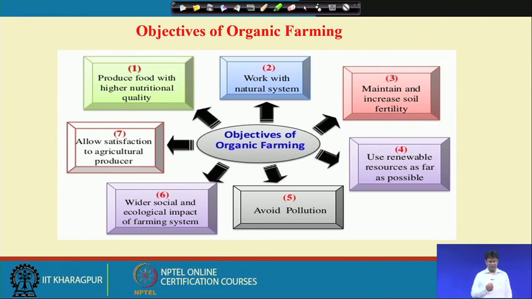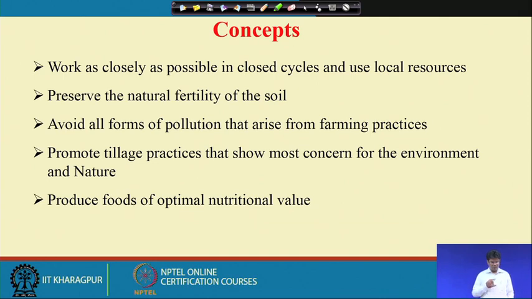So, in brief, these are the objectives of organic farming, and each of these objectives is based on a concept. Describing the concepts: work as closely as possible in a closed cycle and use local resources. That means, as we discussed in the last class, this is a zero emission concept, an integrated farming system concept, where there is no waste in organic farming.